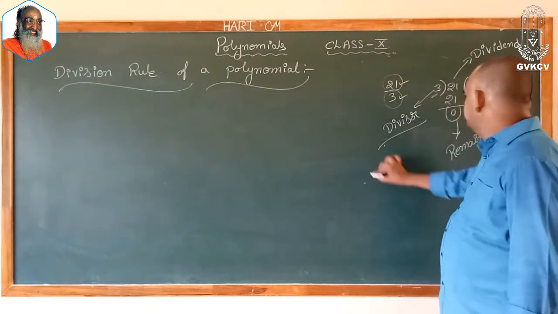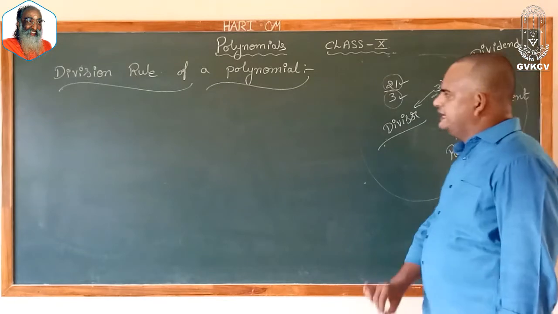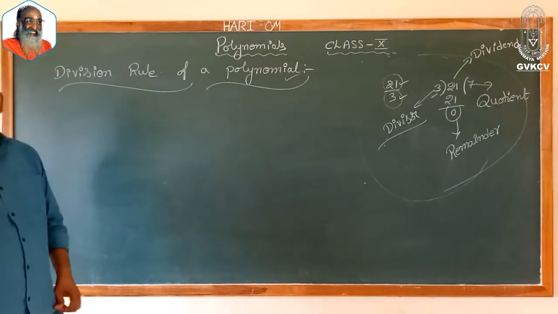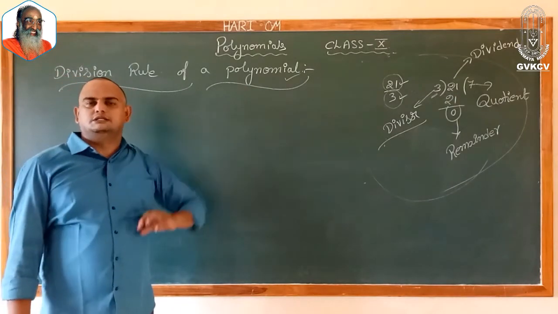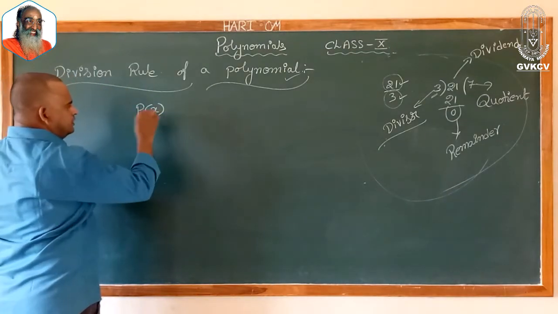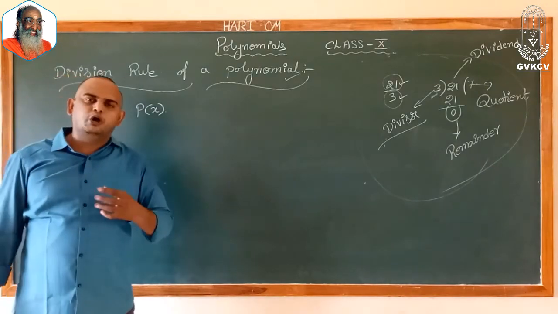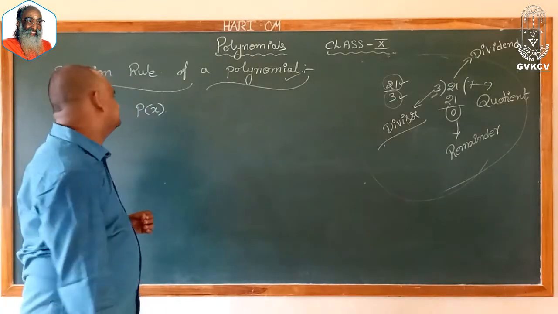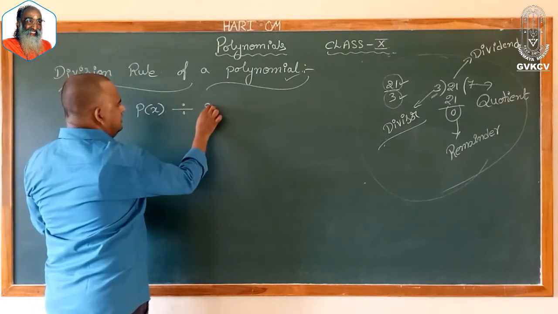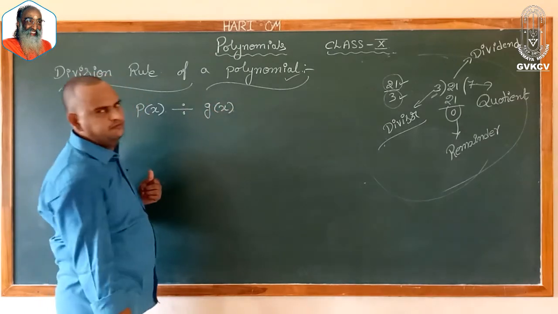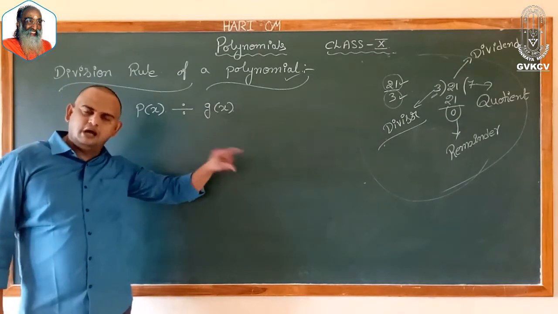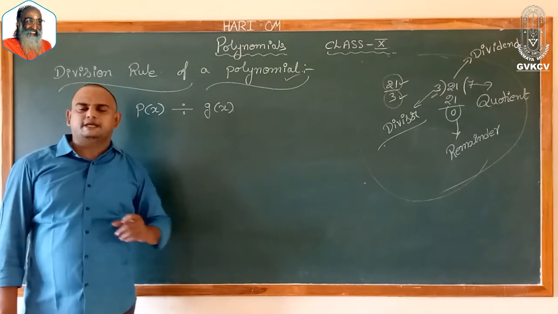We have this process in the number system. The same process we have in polynomials also. What is that? Let us see. If there is a polynomial P of X, and this polynomial P of X is divided by another polynomial G of X.